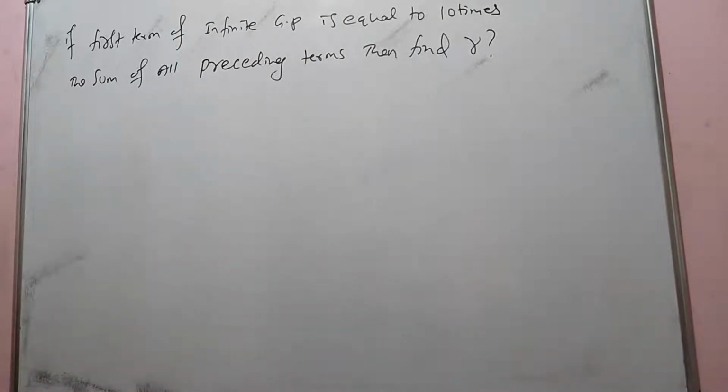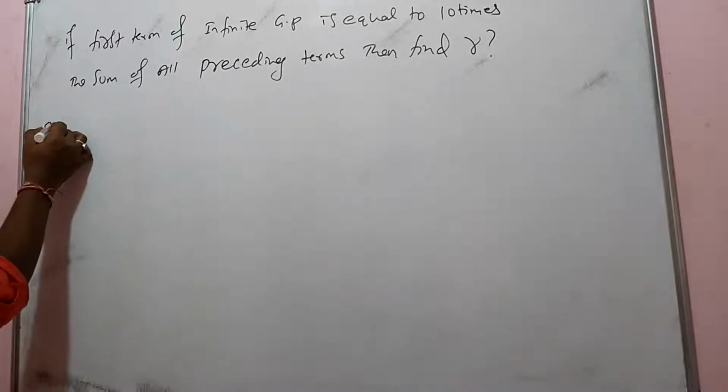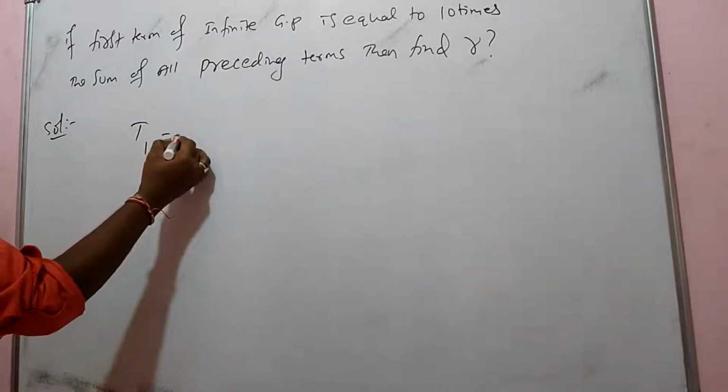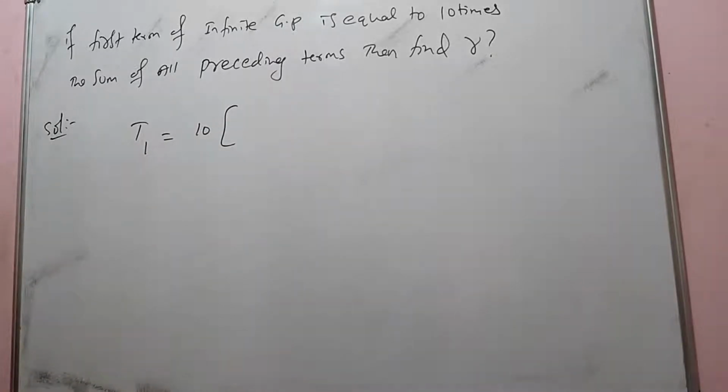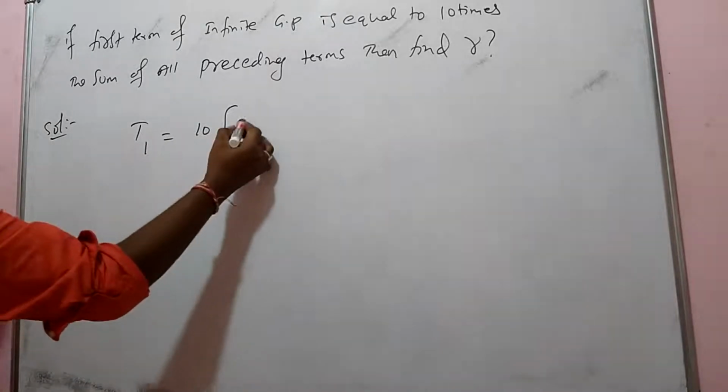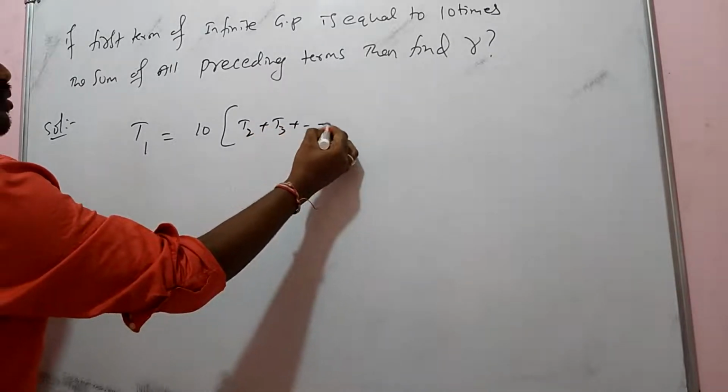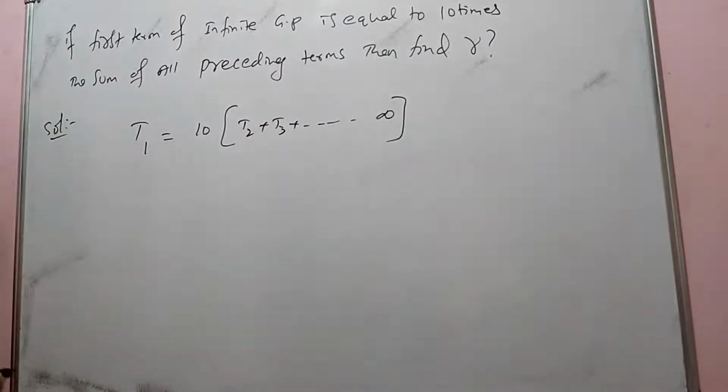If the first term of an infinite GP is equal to 10 times the sum of all the preceding terms, then find R, the common ratio. Here the first term of the GP is equal to 10 times all its preceding terms, that is T2 plus T3 plus so on to infinity. Then it asks to find the common ratio. This is the question they asked.